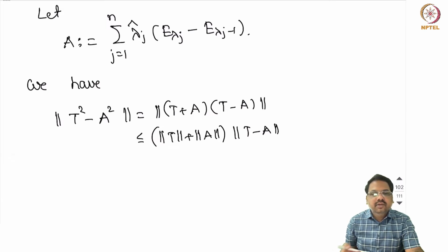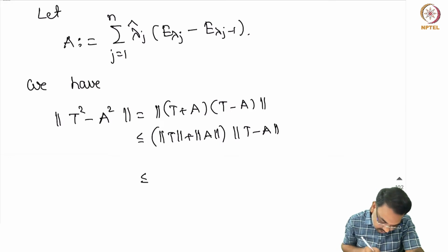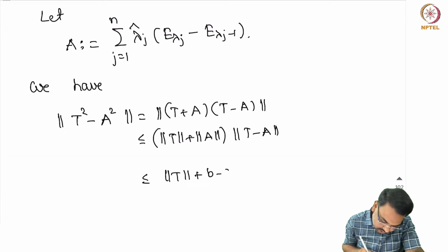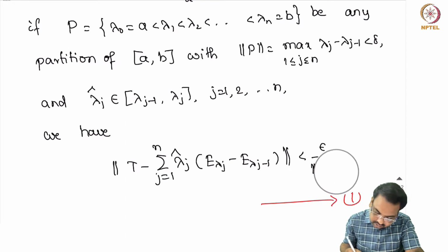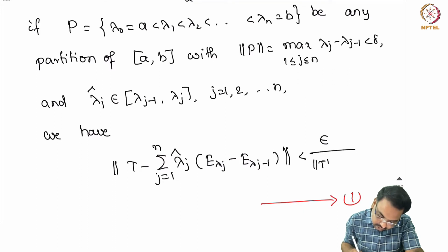That is an orthogonal projection that will have norm 1, and summation j equal to 1 to n mod lambda j, that is less than or equal to the length of the interval. So on the whole you will get it is less than or equal to b minus a. So this is less than or equal to norm T plus b minus a multiplied by norm T minus A. So here we have to take epsilon by norm T plus b minus a.